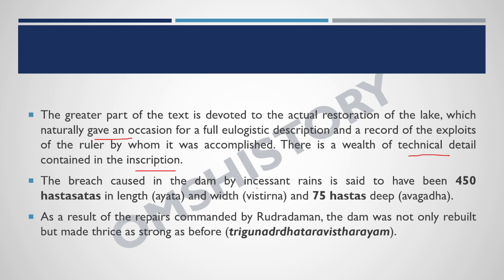Details like the breach caused in the dam by incessant rains is said to have been 450 hastas in length, that is ayat, and 75 hastas deep, that is avagat. So 450 hastas in length and width, that is ayat and vistirn, and 75 hastas avagat, that is deep. As a result of the repairs commanded by Rudraman, the dam was not only rebuilt but made thrice as strong, because the expression used was Trigun Dhatar Vishtarayam. So this was made three times stronger.